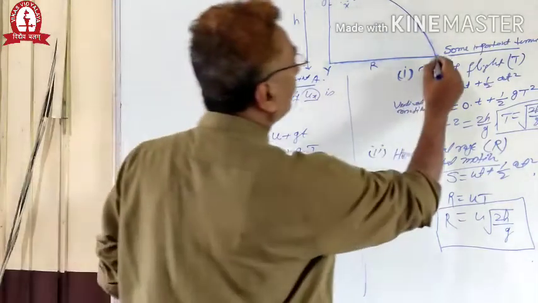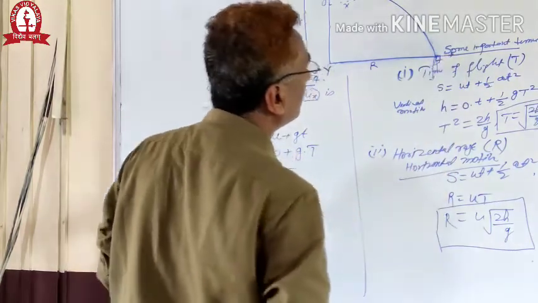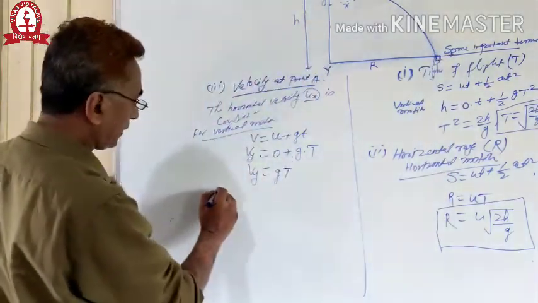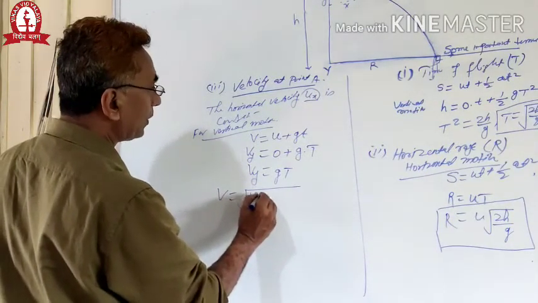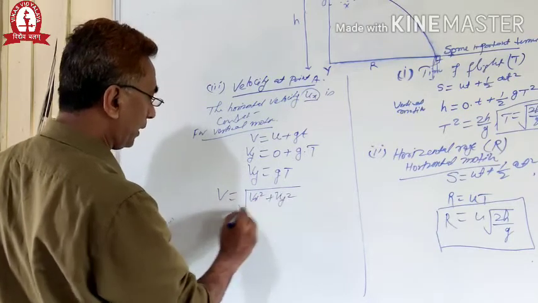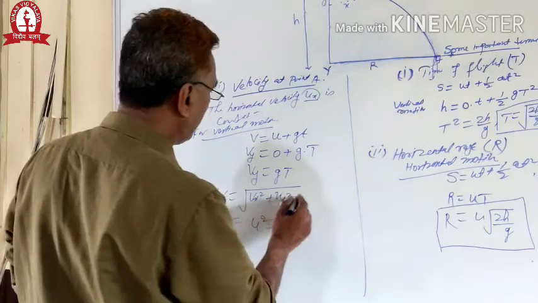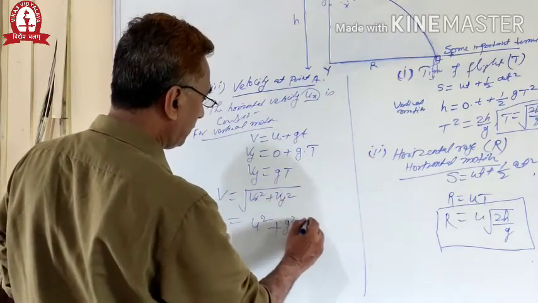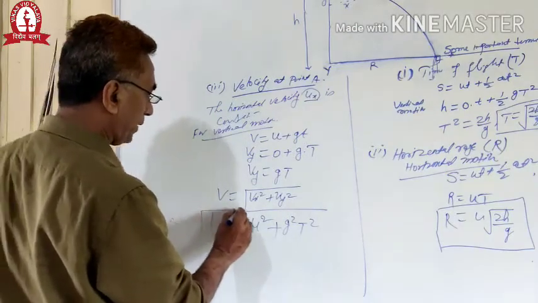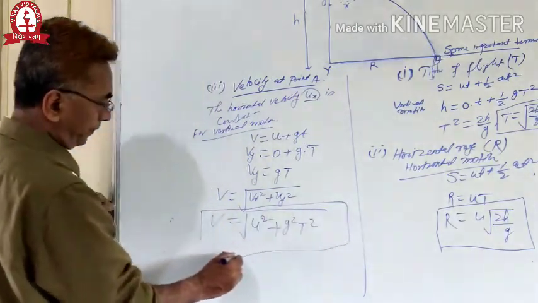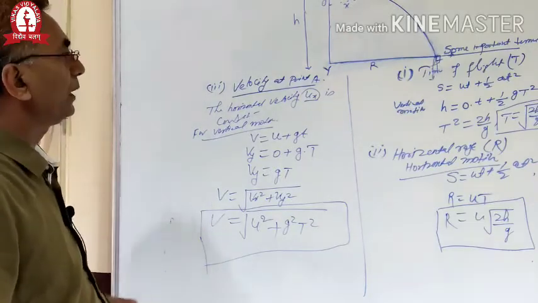Both horizontal and vertical motion are perpendicular to each other, making an angle of 90 degrees. That means the resultant velocity v we will write like this: v equals under root vx square plus vy square. So v square is equal to u square plus g square t square. This is how we can calculate the vertical velocity of the projectile motion.